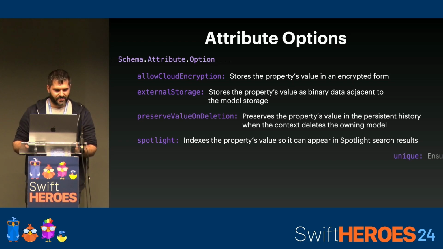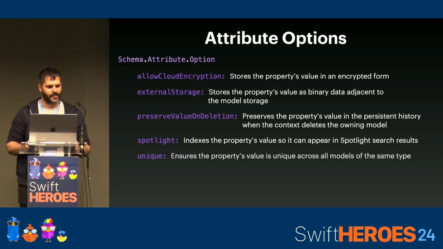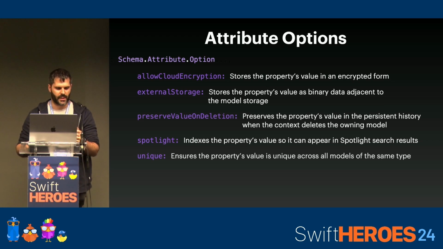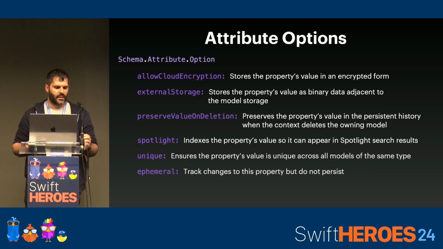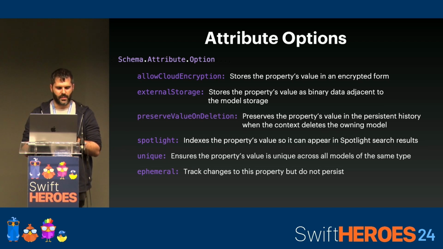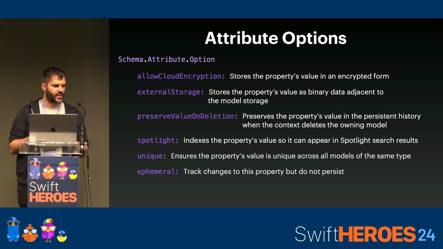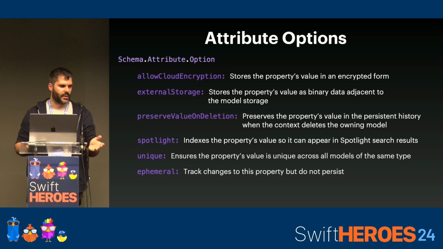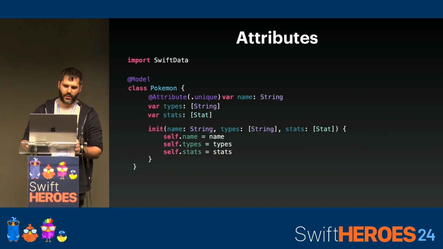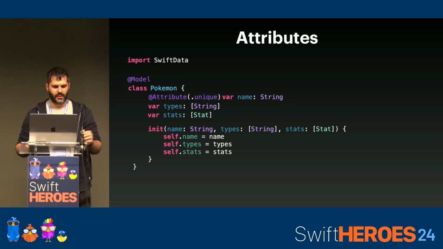We can define the parameter as unique across all our models at the same time, and we can make it ephemeral. This parameter means that we won't save the parameter on our database. So we can track its changes, but we won't save it when, for example, we save the model. Okay, we define also our name as unique.